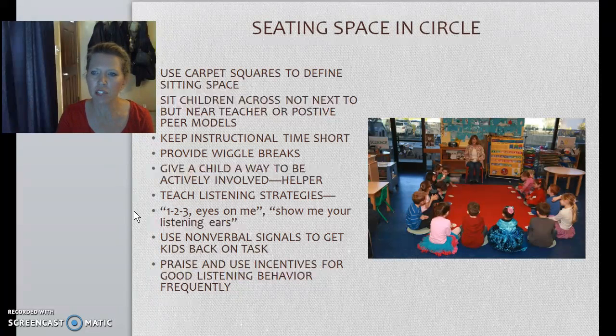We keep instructional time short. We provide wiggle breaks. That's important. Get up, do a little wiggle. Give a child a way to be actively involved. Make them be a helper. We teach listening strategies like 1, 2, 3, eyes on me, or 1, 2, 3, shh, quiet, or show me your listening ears. We also use nonverbal signals to get a kid back on task, and that can be as easy as raising our hand or walking by a child and putting your hand on their shoulder. It brings them back to task. And we also praise and use incentives for good listening behavior, and frequently.